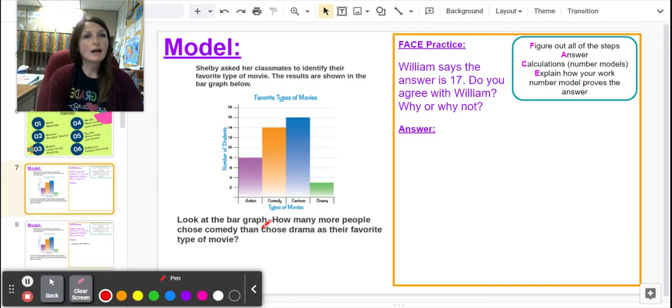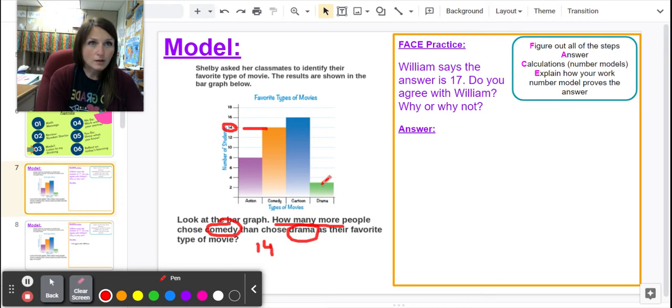I'm going to look at this question a little closer. It says, how many more? I remember when I see how many more, that means subtract. Even though it says more, it makes me think add, but how many more means subtract. Now, what am I subtracting? The amount of people who chose comedy. That's here. How many people are here? This is right on the line, so that's 14. So 14 is comedy. Then drama is here. How many people chose drama?